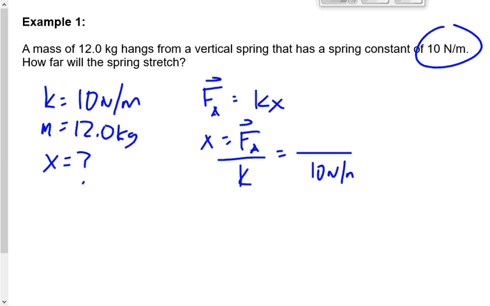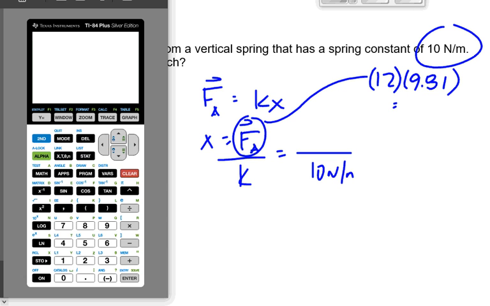Oh, wait. I don't know what force is. Anybody? What's the force that's acting on this spring? If this 12 kilogram mass hangs vertically from this spring, what's the force that acts? Yep. Mass times acceleration. Yeah, we're going to say m times g. So the force here is 12 kilograms times 9.81 meters per second squared, which is 117.72.